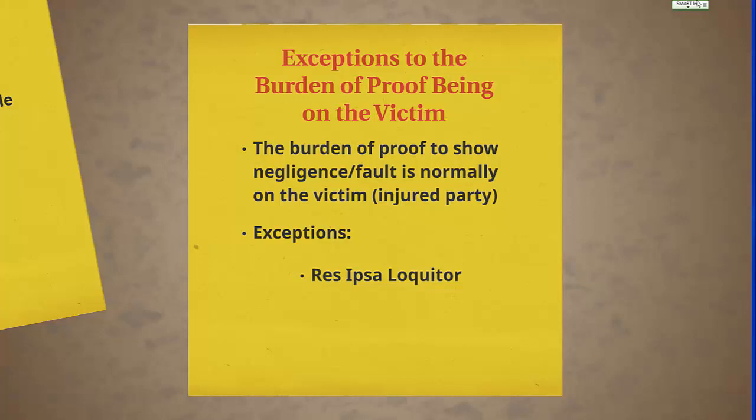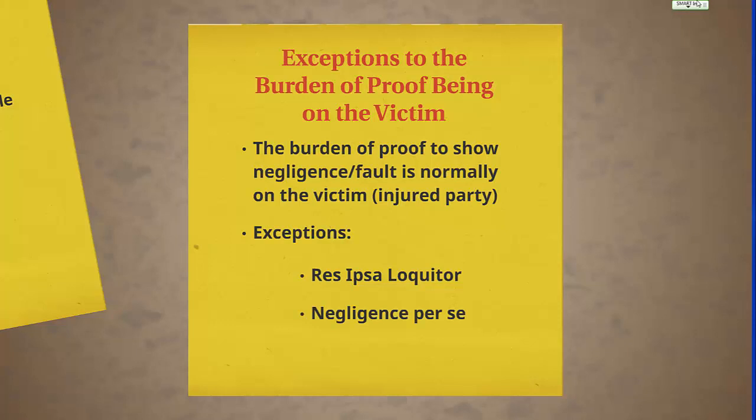Res ipsa loquitur is Latin for the thing speaks for itself. This is commonly called into court when something is so obvious that it doesn't need to be proven. This is common in medical malpractice cases, such as a sponge was left in a person's body during a surgery, or the wrong limb was taken off during the surgery. In these cases, there is no need for the victim to show negligence.